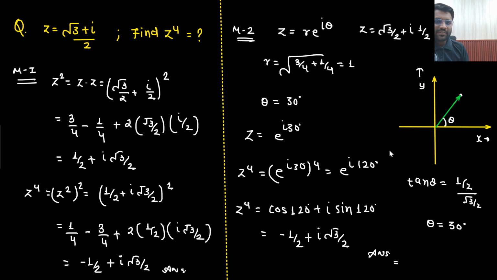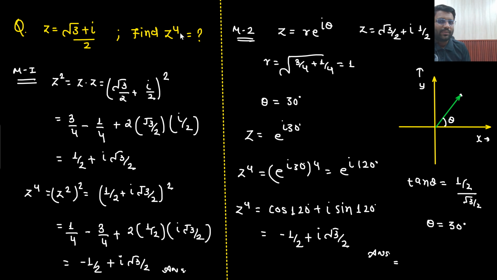Okay, so if I was the student, I would have preferred this way. I would have gone into the polar coordinate system and solved it in this manner. Because here they are only asking z to the power 4. What if in the examination they had asked z to the power 92? So what would you do? Would you do this calculation again and again?